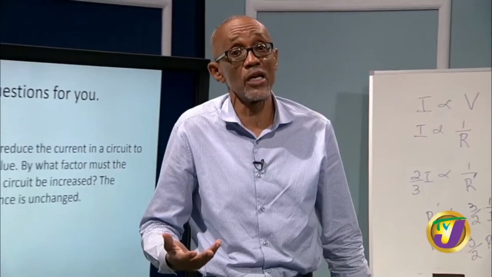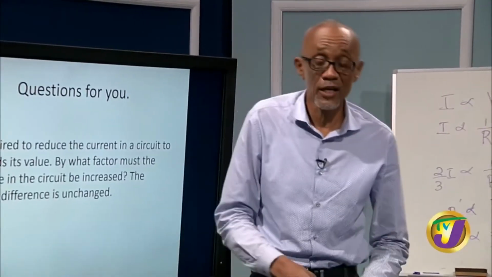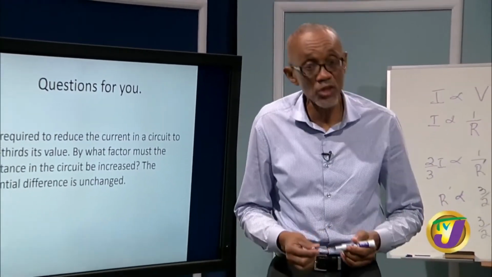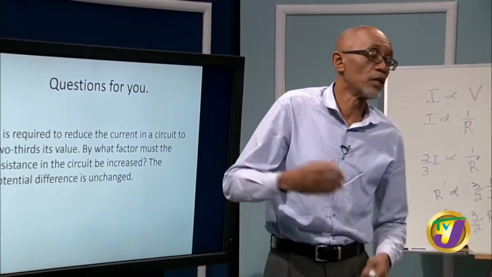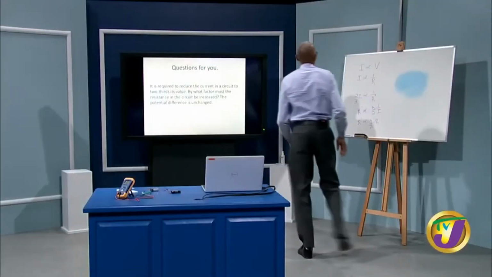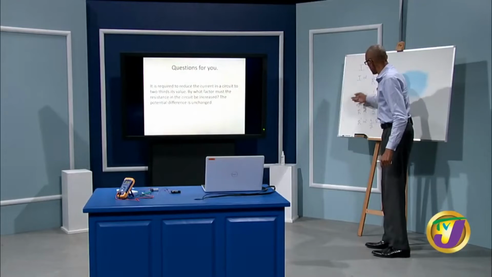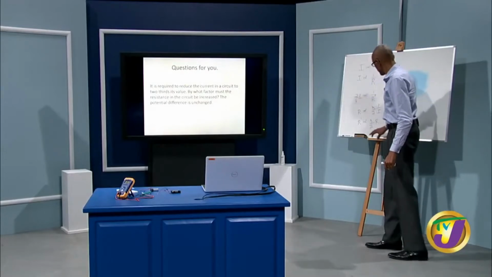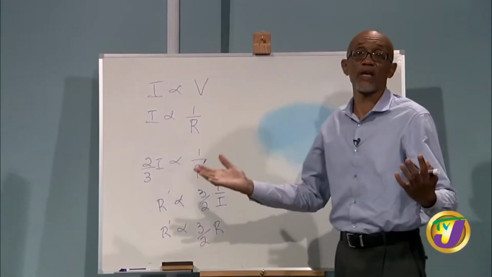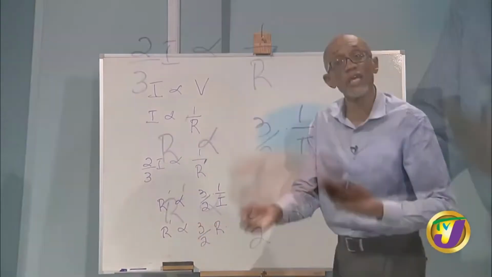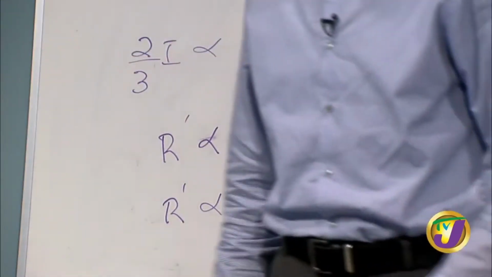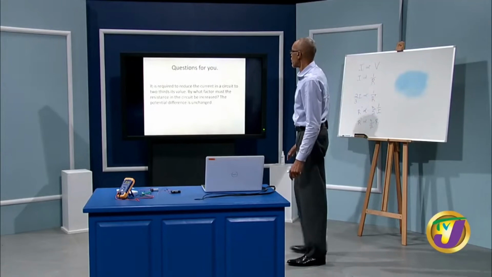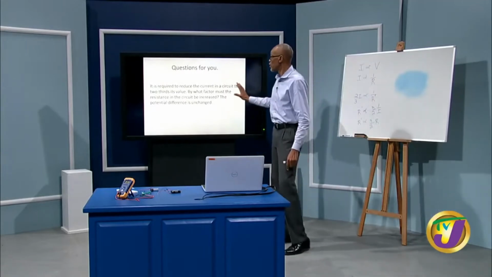Inverse. It's an inverse relationship, all right? That stands to reason. If you have an inverse relationship and you want to decrease your current by 2/3, then you must increase your resistance by 3/2. One is the inverse of the other, all right? So that stands to reason.